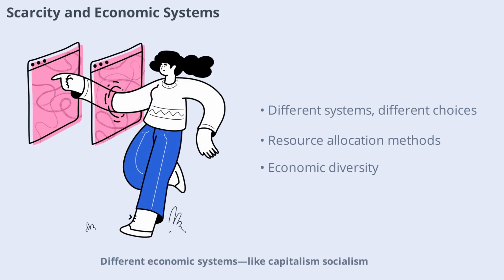Different economic systems, like capitalism, socialism, and mixed economies, address scarcity in different ways. Each system has its own method for deciding how resources are allocated and who gets what. Understanding these systems helps explain why countries make different economic choices.